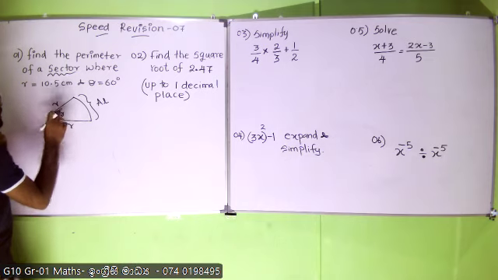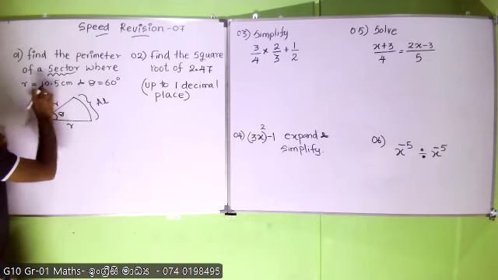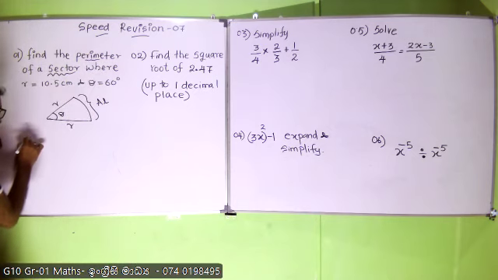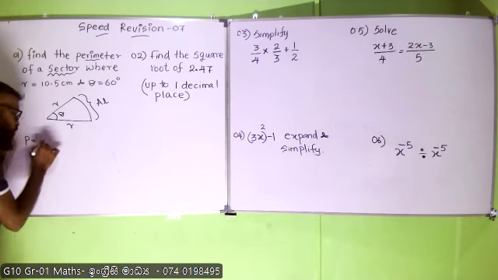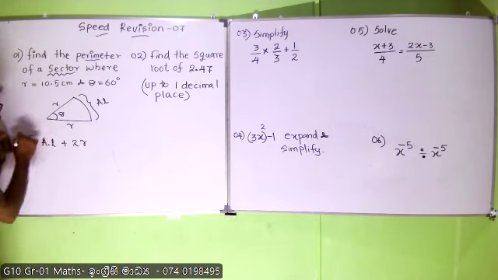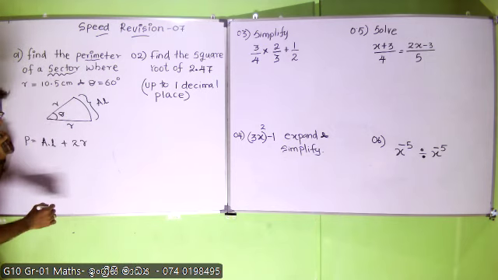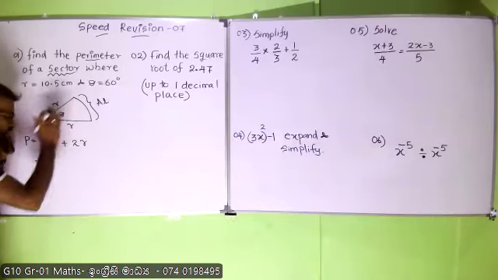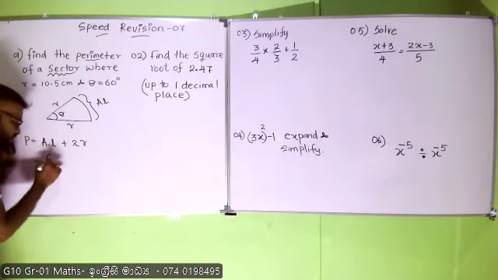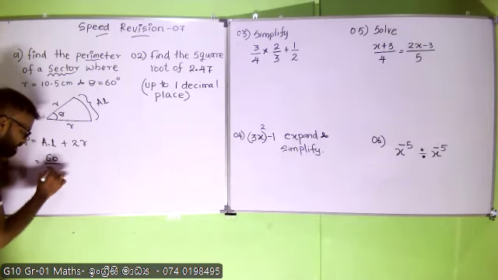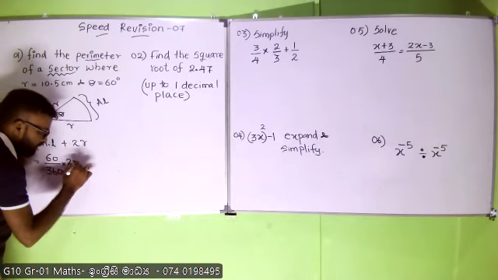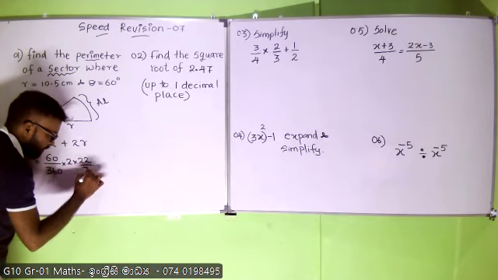So theta equals 60, radius is equal to 10.5, and we have to find the perimeter. So we can write perimeter equals the arc length, you know how to find the arc length, plus 2 radii, is equal to the perimeter of a sector. So arc length is theta divided by 360, which is the portion of the circle. Theta is already given, 60 divided by 360, and 2πr. Pi means 22 upon 7.